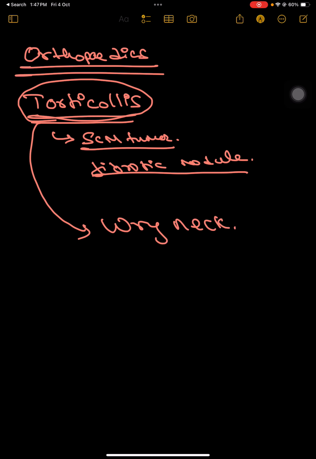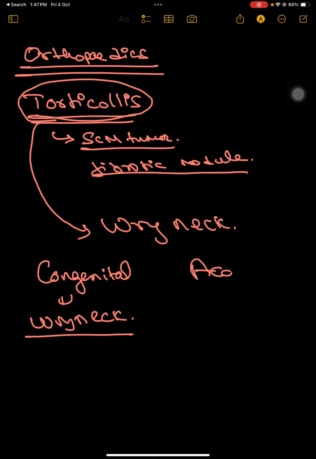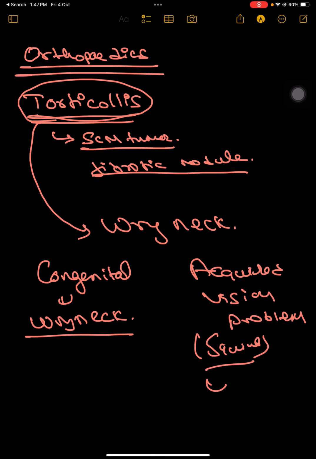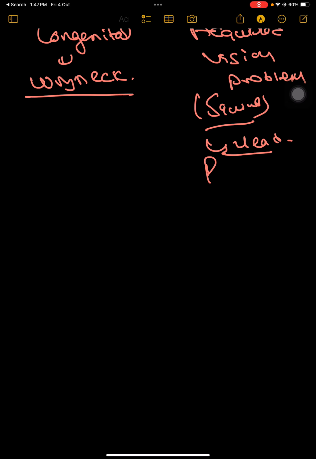Okay. Now there are different factors that are associated with torticollis. So one is congenital. It's a congenital wry neck. Secondly, it's the acquired. In the acquired condition, it might be because of a certain vision problem. Basically, if someone has squint, to compensate for that squint, he will turn his head. That usually happens in the case of paralytic squint.